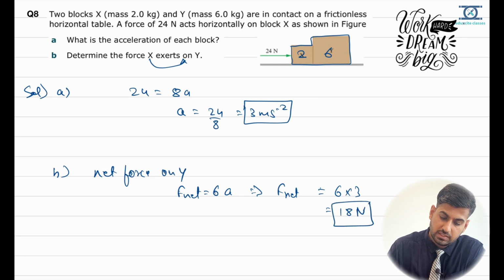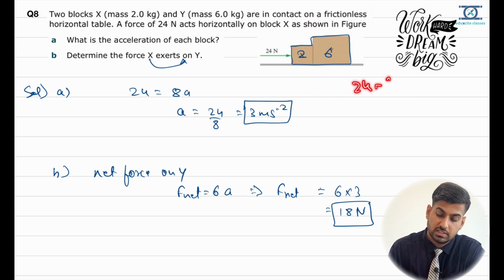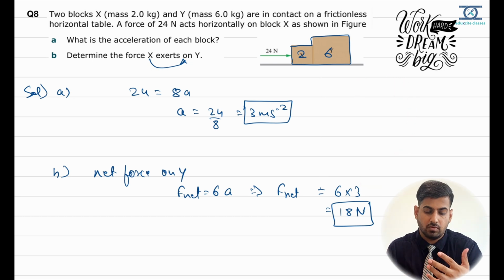Or you can do it like this: some force will be taken for the acceleration of the block x. So x is equals to 2. So 2 into a is 6. So 6 Newton will be taken by the object x. So the remaining will be exerted on y. So 24 minus 6 is again 18 Newton. Okay, so either way you can solve.